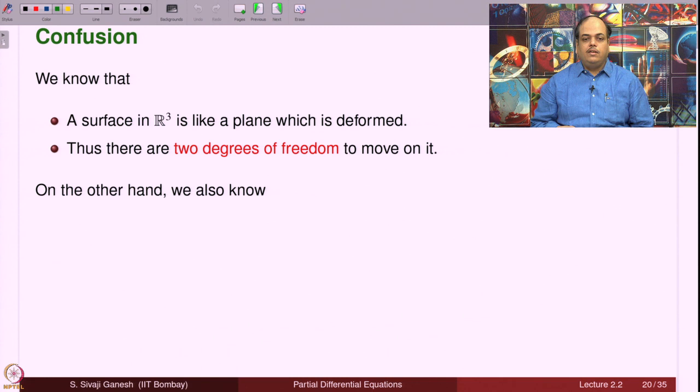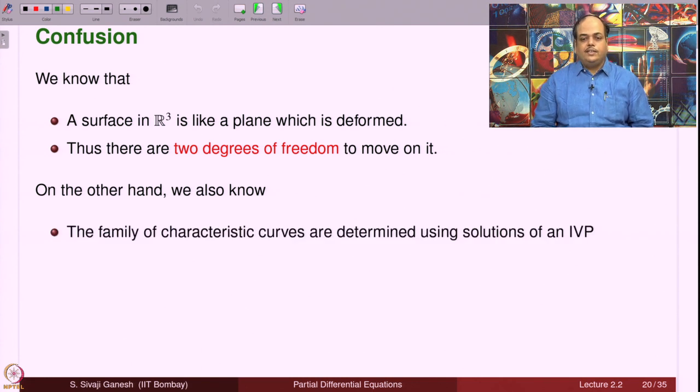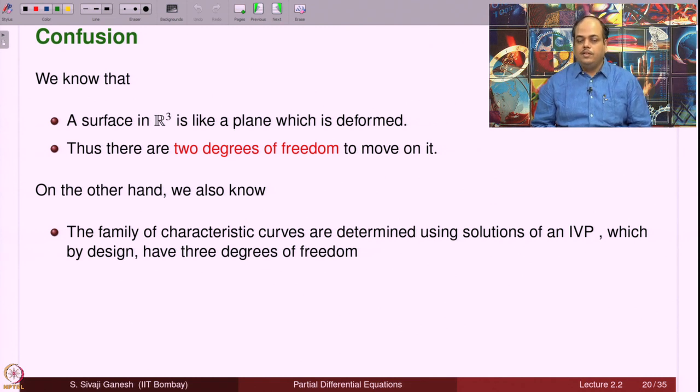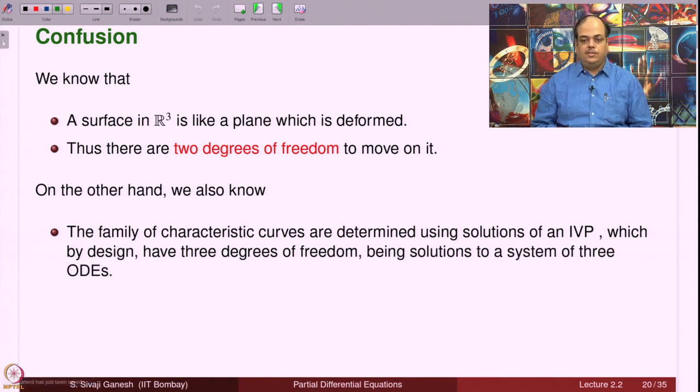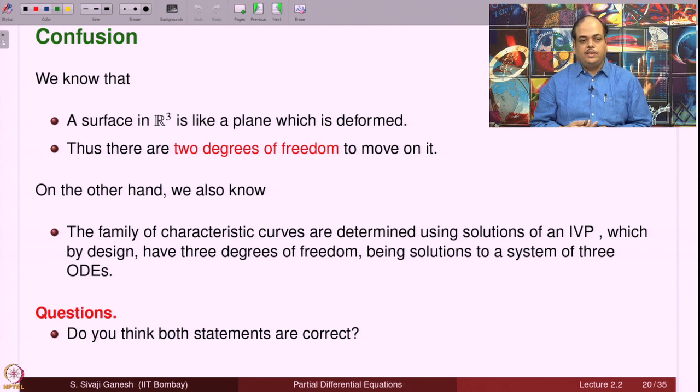Okay. On the other hand, we also know the following. The family of characteristic curves are determined using solutions of an initial value problem, which by design have 3 degrees of freedom, because they are solutions to a system of 3 ODEs. Now, a question: do you think both statements are correct? The answer is yes, they are both correct. Are they contradictory? Because you are saying on one hand there are 3 degrees of freedom for these curves, which are lying on the surface, and the surface itself has 2 degrees of freedom. Are they contradictory? The answer is no.